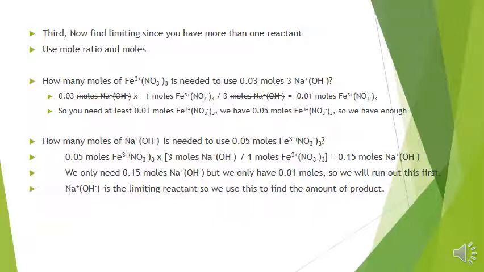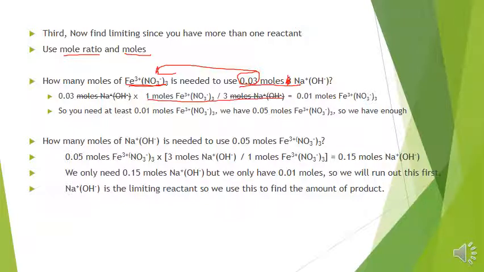Okay, so now we're going to find the limiting reactant. Since we have more than one of the reactants, you have to find out. Maybe they're both in the right amounts, but more than likely one of them is going to be limiting. So we're going to use the mole ratios, and we're going to use the moles that we came up with. So if I have 0.03 moles of sodium hydroxide, how many moles of iron nitrate will I need? So I have this amount, and I want to know how much of this I will need. All right, so I have 0.03 moles of NaOH.